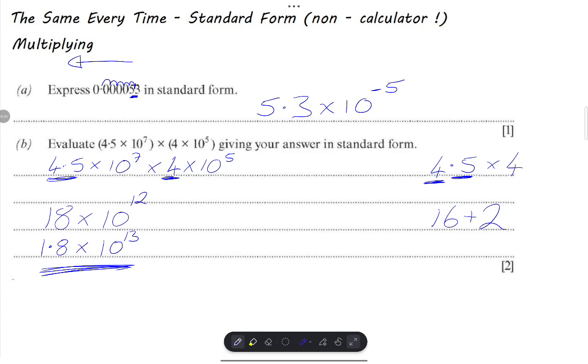So 18 times 10 to the power 12, yes, it's the correct number, but it's not written in standard form. So 1.8 times 10 to the power 13. Divide the 18 by 10 and then cancel that out by multiplying the 10 to the power 12 by 10.